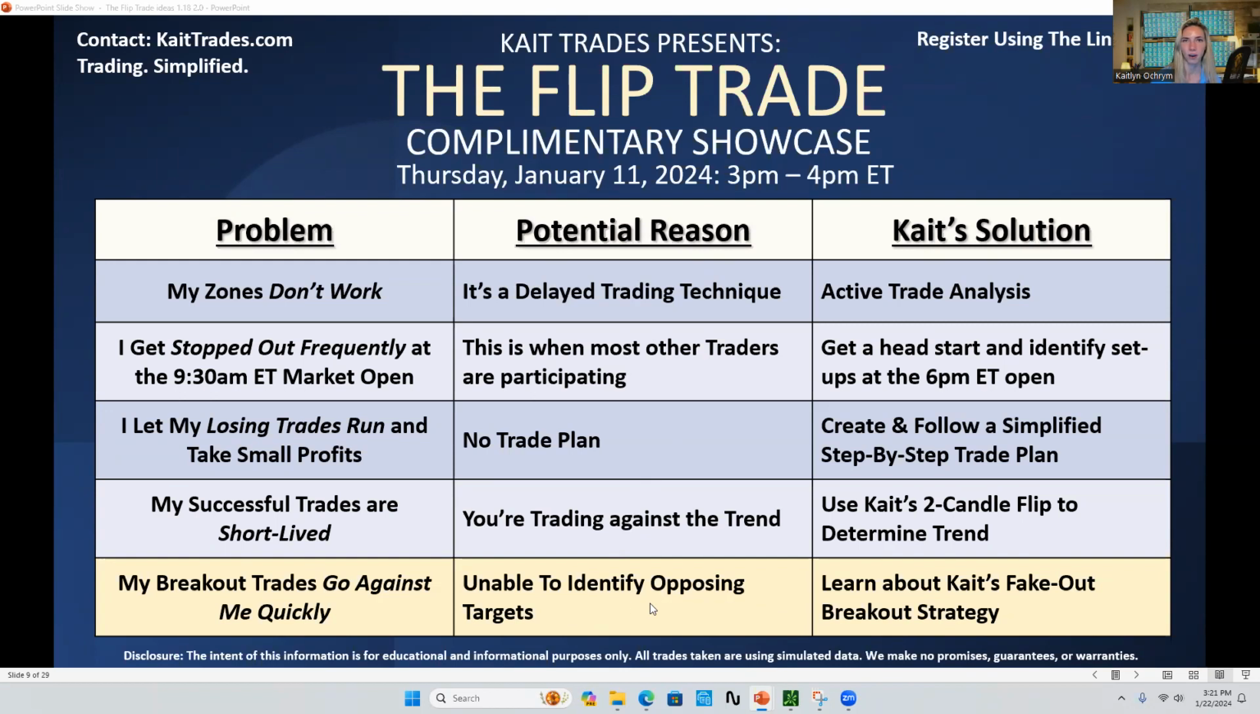Being unable to identify opposing targets could be one. We use the 2-candle flip to not only look for where we're going long or going short, we also use it to gauge where our opposing zones are. So if your breakout trades are going against you, that is what we consider the fake out breakout, where it breaks out and then quickly reverses against you. I've created a strategy that we can use to take advantage of that, where if it is a fake out breakout, we want to participate in that reversal, similar to the 2-candle flip zone where we're participating in a reversal of a move.